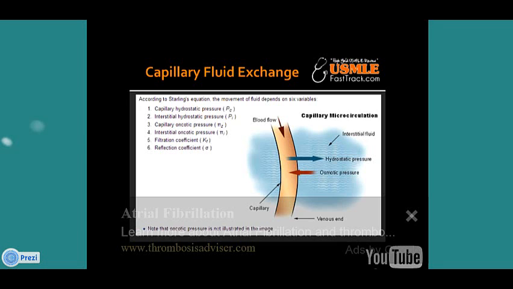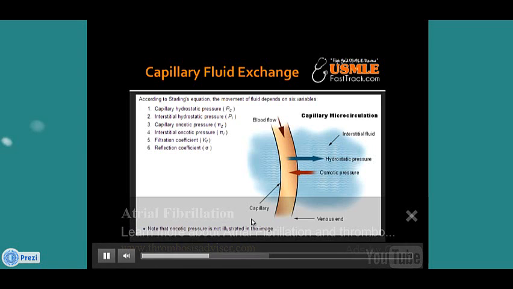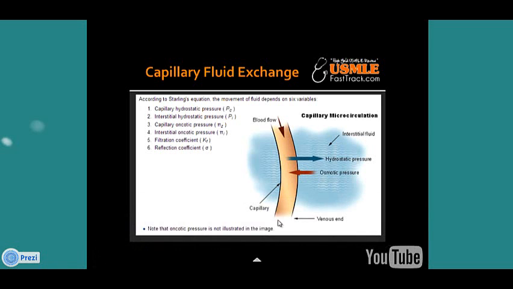What does the plasma colloid osmotic pressure, also known as Pi-C, do to the fluid? The plasma colloid osmotic pressure, also known as Pi-C, pulls fluid into the capillary. What does the interstitial fluid colloid osmotic pressure, known as Pi-I, do to the fluid? The interstitial fluid colloid osmotic pressure, Pi-I, pulls the fluid out of the capillary. So you can also think of the colloid osmotic pressure as the attraction pressure, so it pulls towards it.